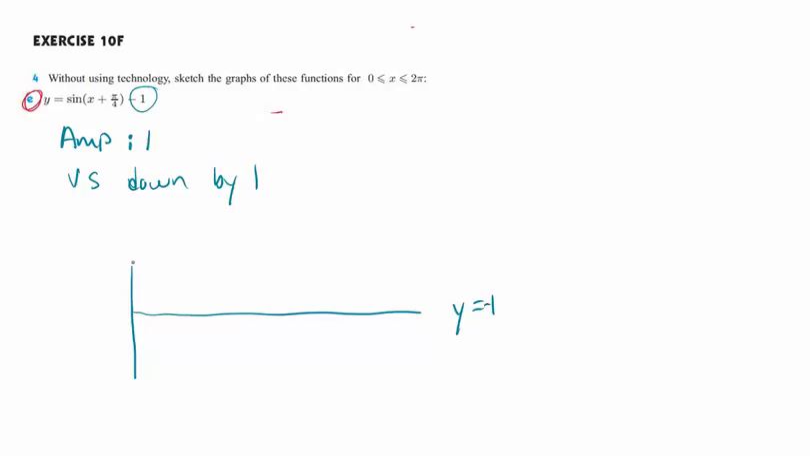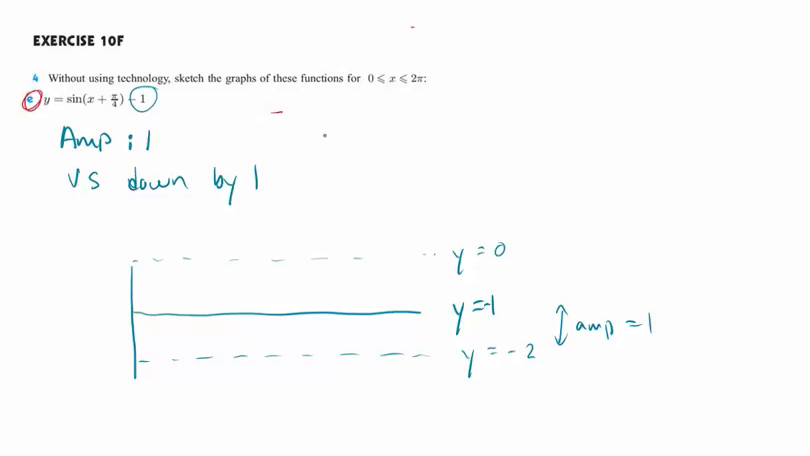And we know that the highest point, because the amplitude is 1, is going to be 0, and the lowest point is going to be negative 2, because that gives us that distance of the amplitude, which is equal to 1. So from the center to the top, from the center to the bottom.